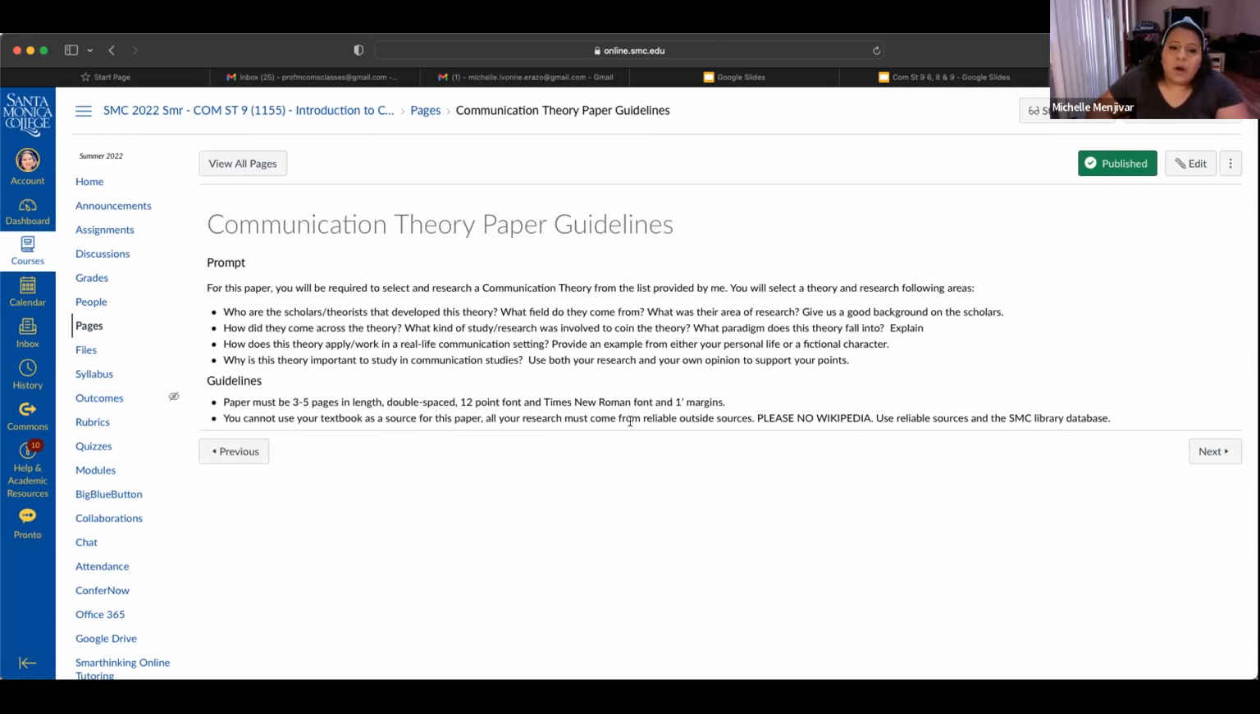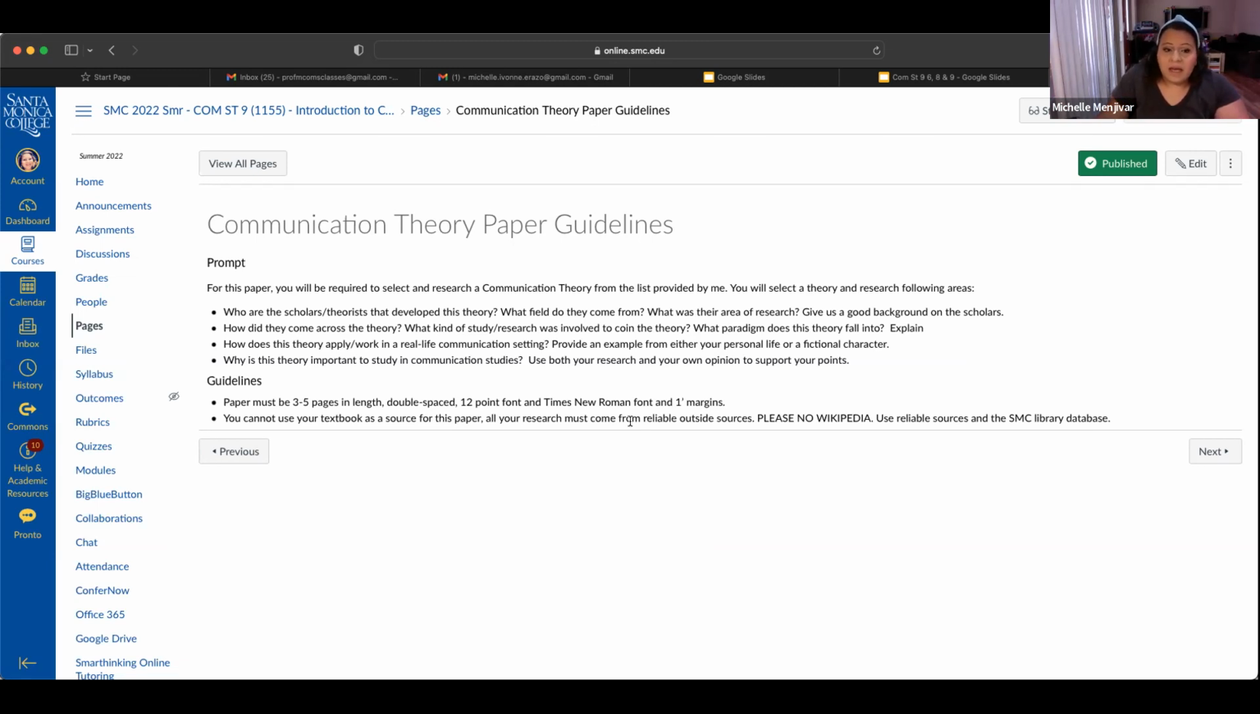First, you will be looking at who the scholars and theorists are who came up with the theory. What field did they come from, what was their area of research? Just give us a good background on the scholars. A lot of scholars in communication studies come from different fields. We have some scholars that are anthropologists, linguists, some of them psychologists and all of that. Communication studies is one of those disciplines that borrows from different disciplines. So tell us where they come from, what they were researching, and what their area of research was.